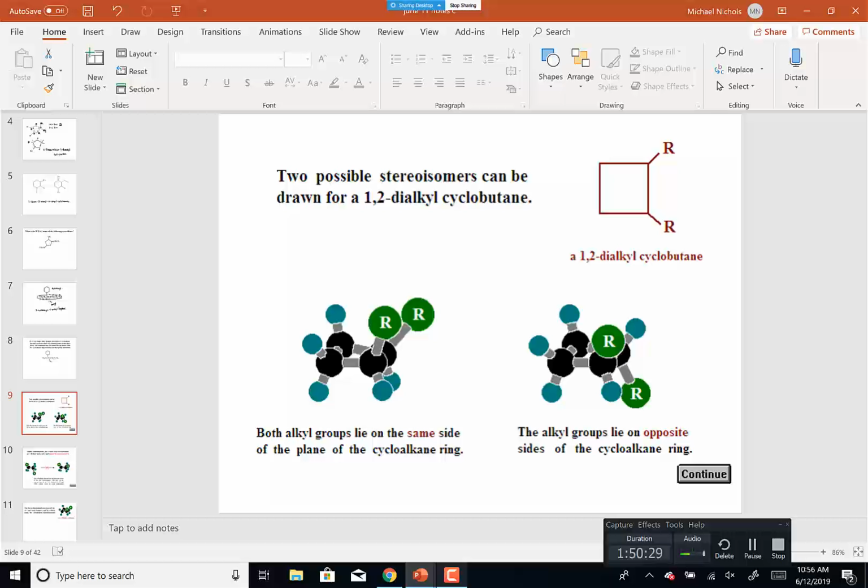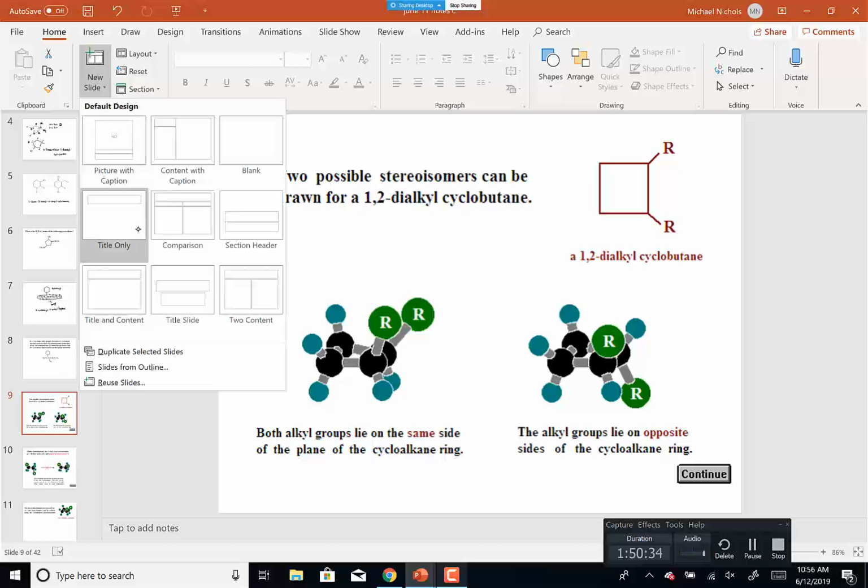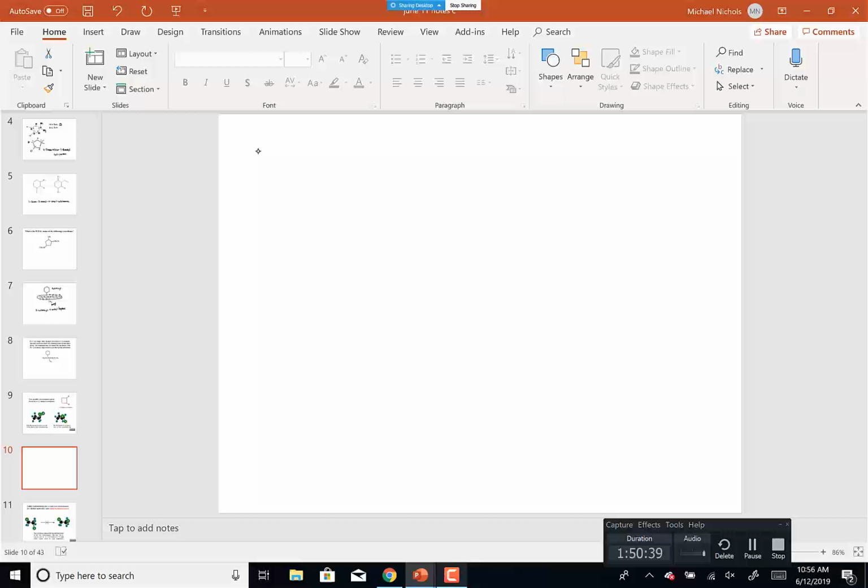Did they talk about different isomers in the textbook so far? If I said I had two isomers, what does that mean? Rhetorical question. So what are isomers? Isomers are two molecules that have the same molecular formula. Generically, that's what isomer means.